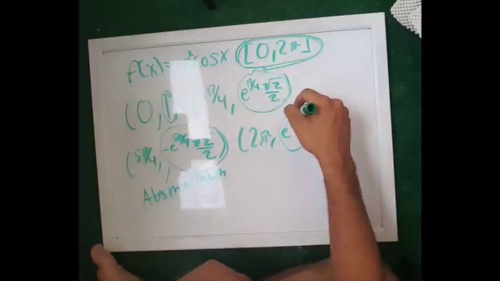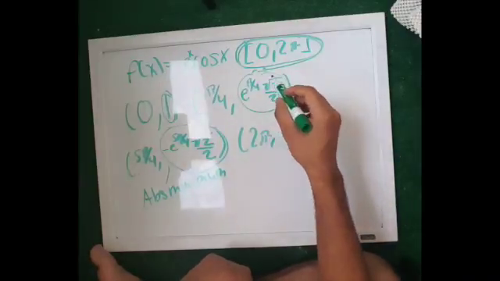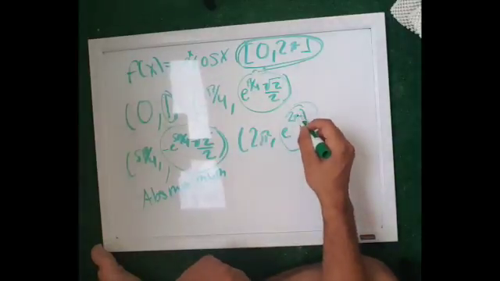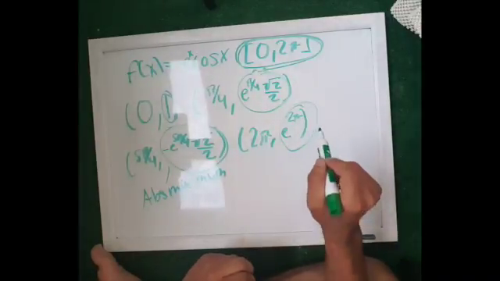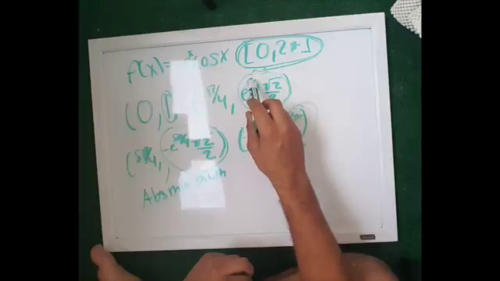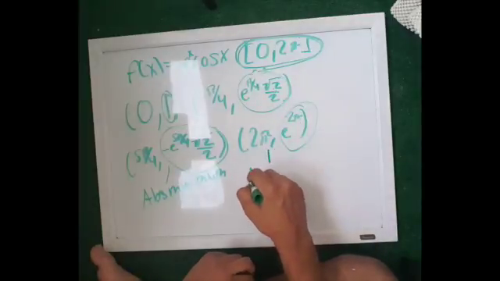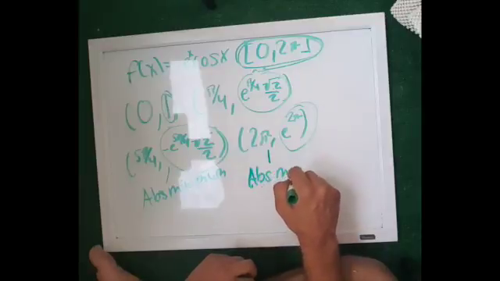e to the pi over 4 is less than 2 pi. Then we're multiplying it by square root of 2 and dividing it by 2. So e to the 2 pi would be a greater value than e to the power of pi over 4 times square root of 2 over 2. So here we have our absolute max.